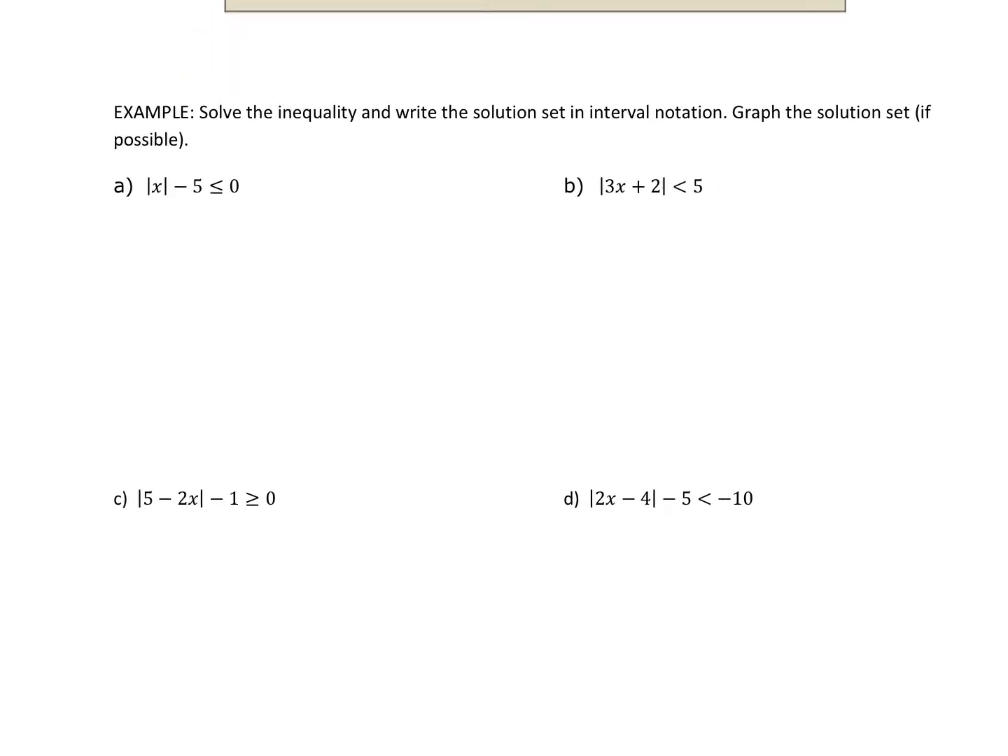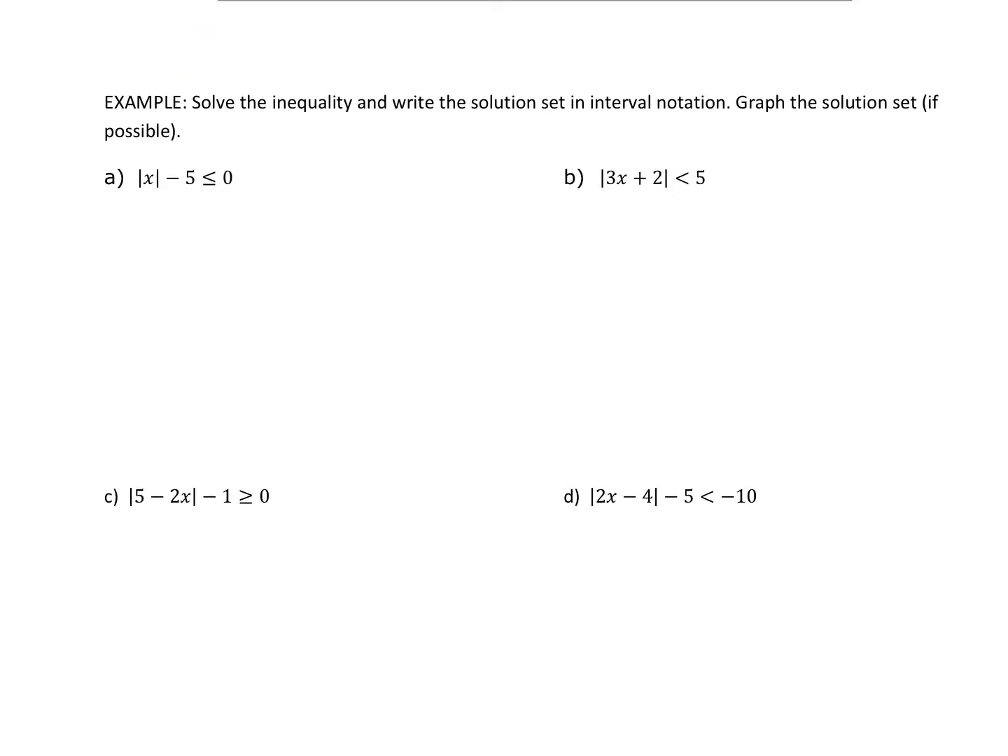So let's solve a couple of inequalities. We'll write the solution set in interval notation, and we'll graph the solution set if it's possible. I find it a little easier to graph it first if you're learning interval notation, so that's what we'll do. For this first example, we want to make sure that our absolute value is all by itself. We have the absolute value of x is less than or equal to 5. Notice I still have those absolute value bars. It's a less than, that means I can write it as a chain. It has to be less than or equal to 5 and greater than or equal to -5.